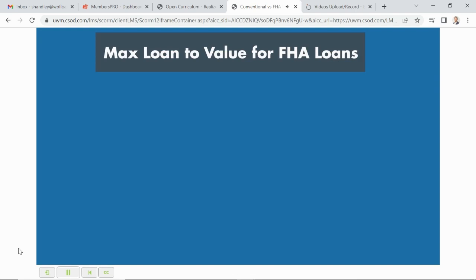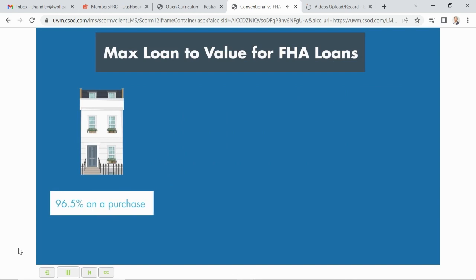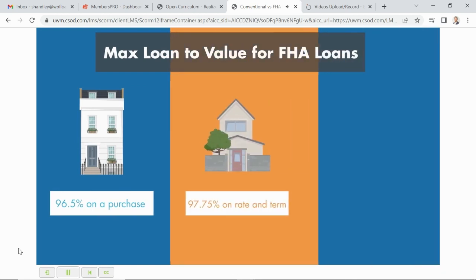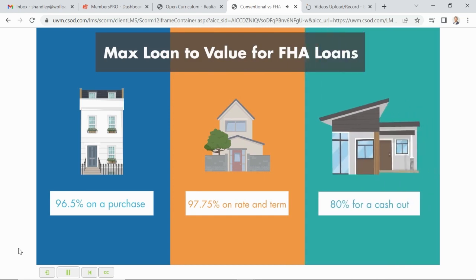The max loan-to-value, or LTV, ratios for FHA loans are 96.5% on a purchase, 97.75% on a rate and term, and 80% for a cash out.